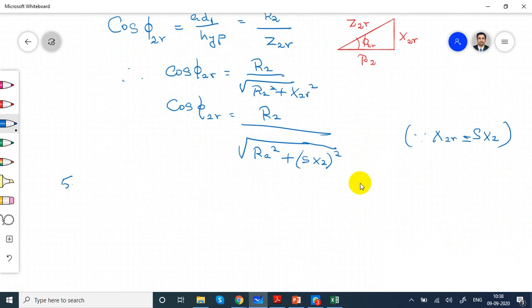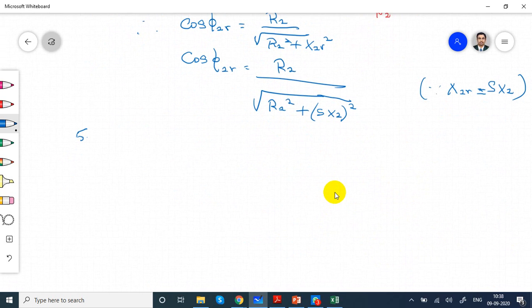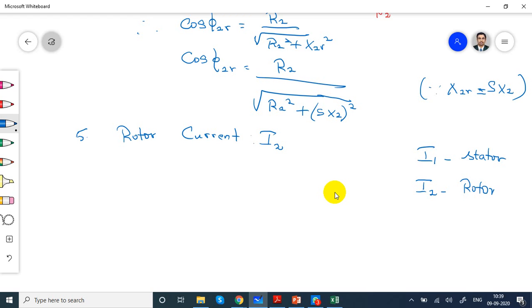Fifth one, rotor current. The rotor current notation which we are using is I2, because I1 stands for stator and I2 stands for rotor. So same at rotor during standstill.